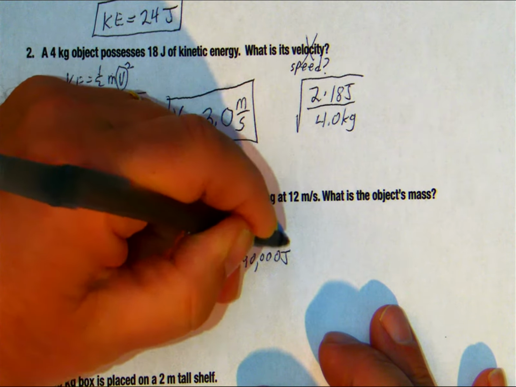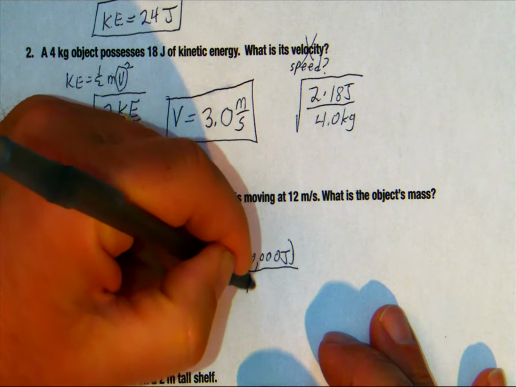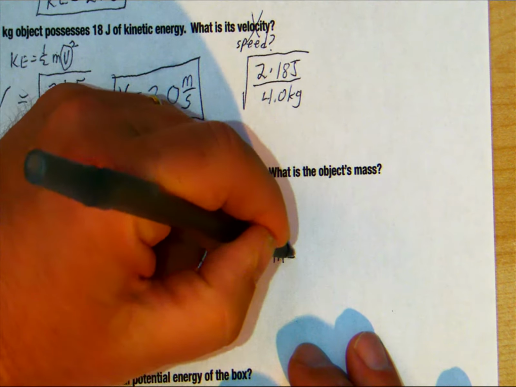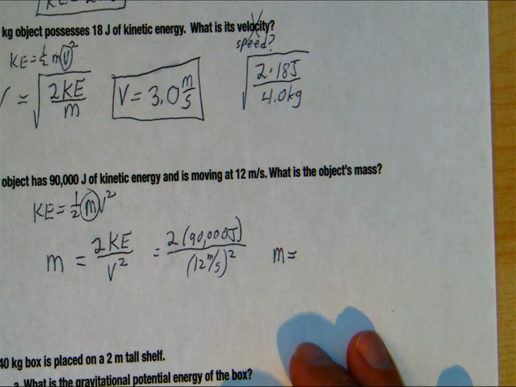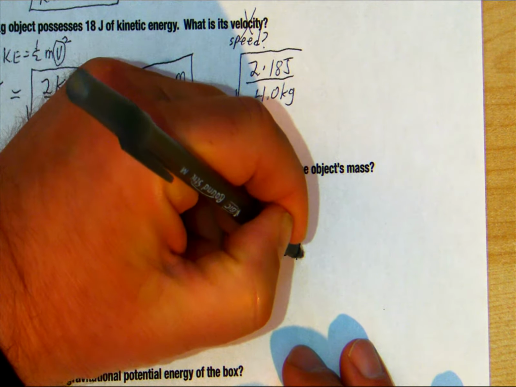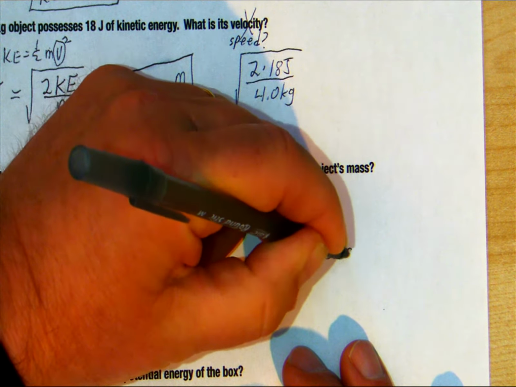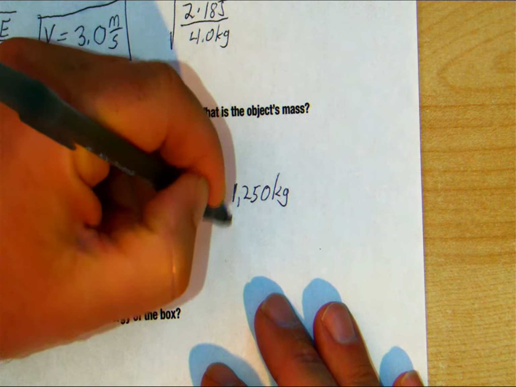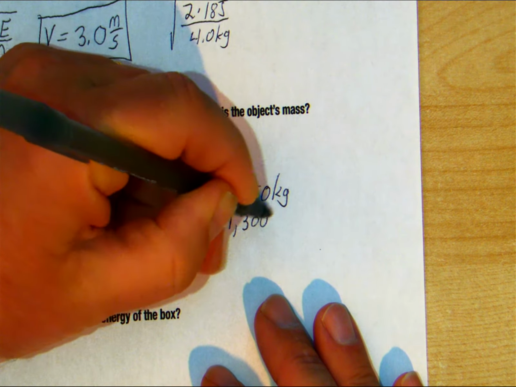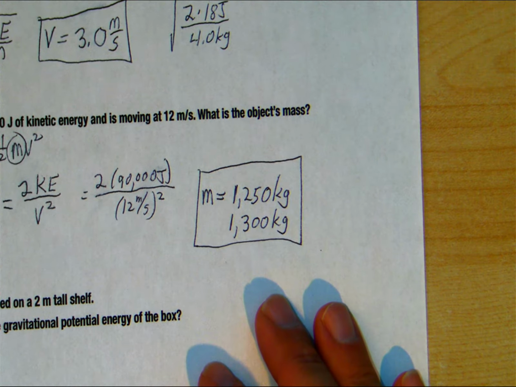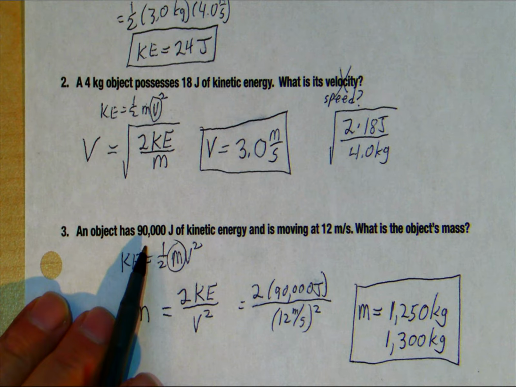So 2 times 90,000 joules divided by 12 meters per second squared, and I get a mass of 1,250 kilograms. That's to 3 sig figs. If you want to make it only 2, you'd have to round this up to 1,300 kilograms if you want to express it to only 2 sig figs, even though the original data is only good to 1 sig fig.